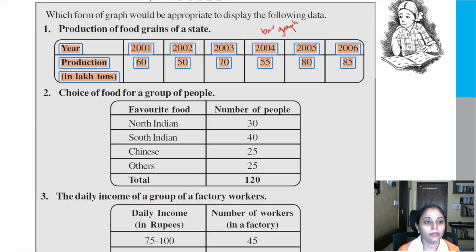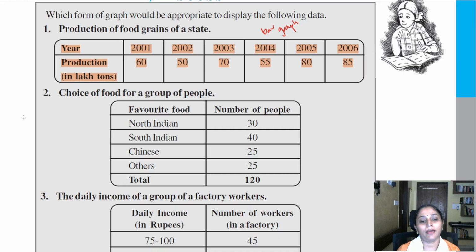Now they're saying choice of food for a group of people. So they have a group of people with them. Now they're looking at what is their choice. So they have options as North Indian, South Indian, Chinese, others. Okay, a very general classification they have given, and they have the number of people. Now here you can see that they have given the total.